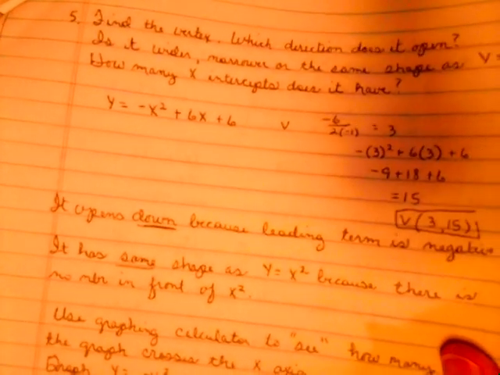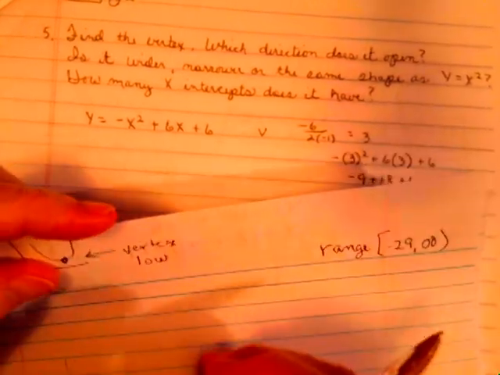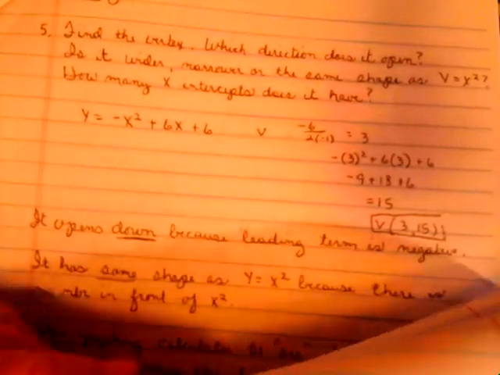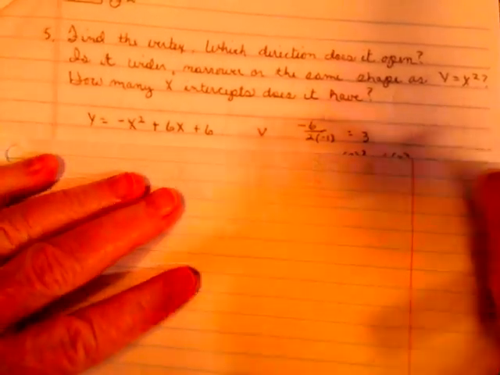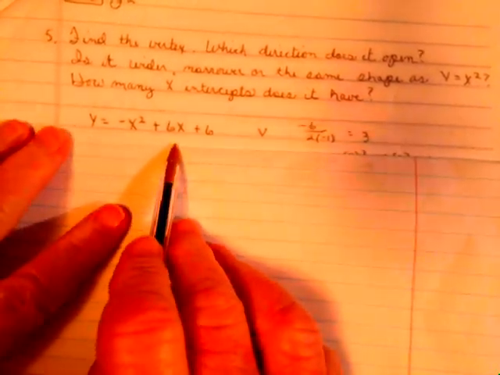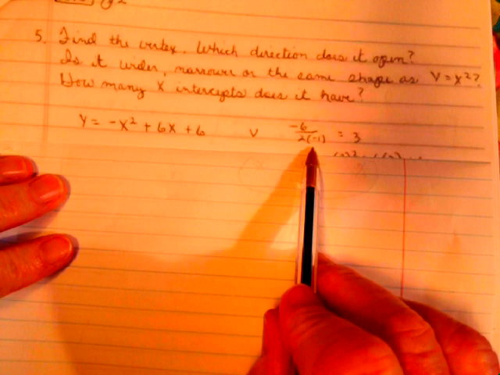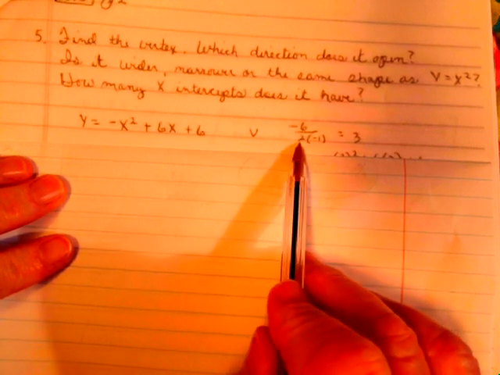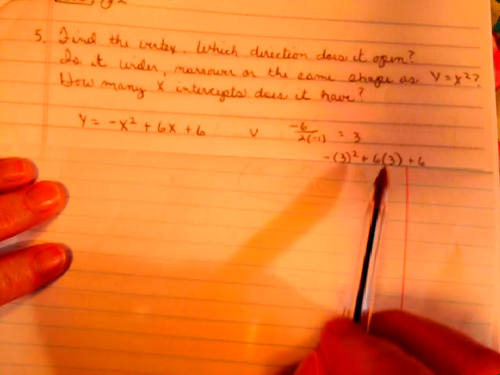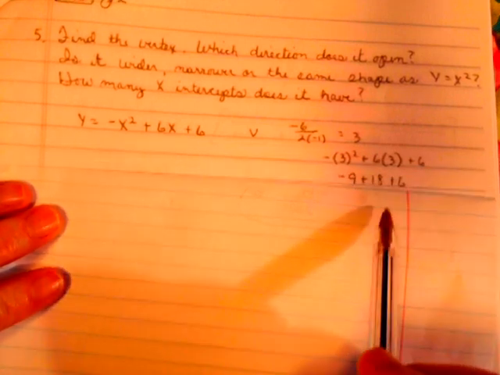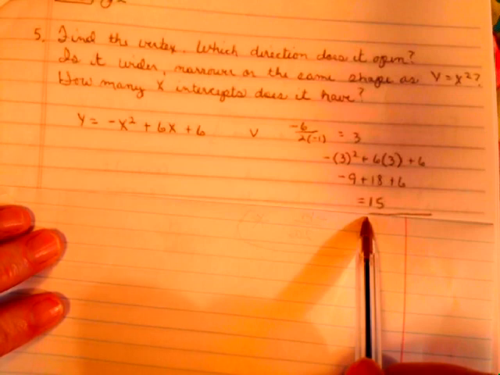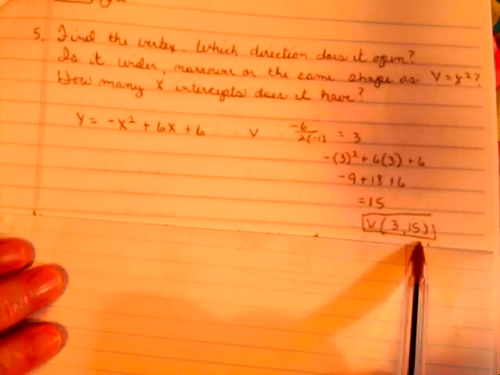Example 5. Find the vertex. Tell me which direction this opens. Tell me if it's wider, more narrow, or the same shape as y equals x squared, and how many x-intercepts it has. Here is my equation: y equals negative x squared plus 6x plus 6. Step 1, find the x part of the vertex. Negative b over 2a gives me 3. Substitute 3 back in there. The y part is 15. So I got my vertex: 3, 15.